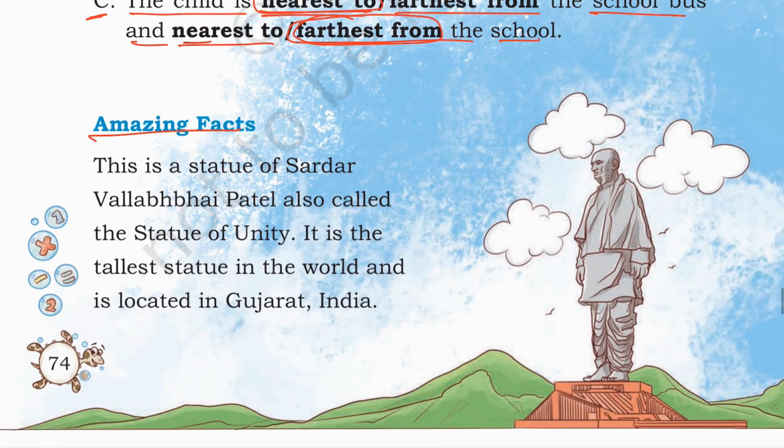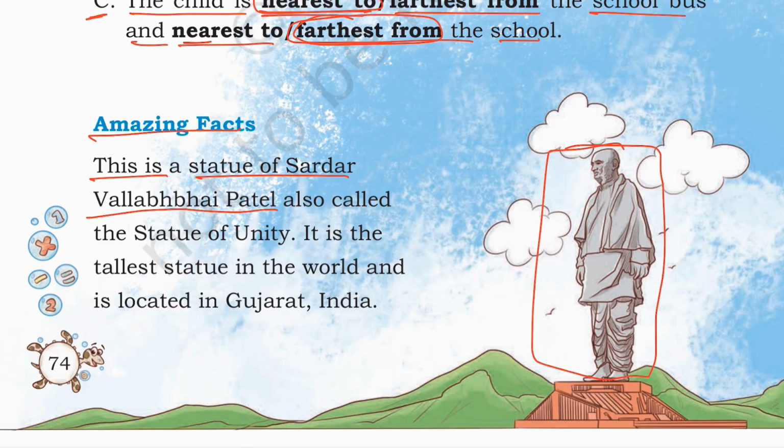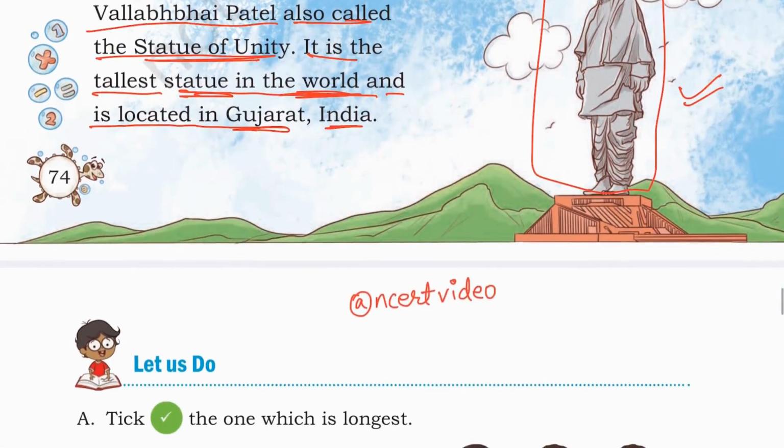Amazing fact: this is the statue of Sardar Vallabhbhai Patel, also called the Statue of Unity. It is the tallest statue in the world and is located in Gujarat, India.